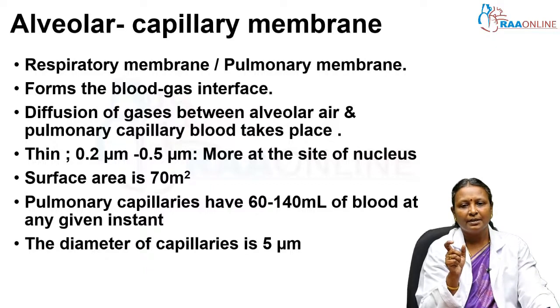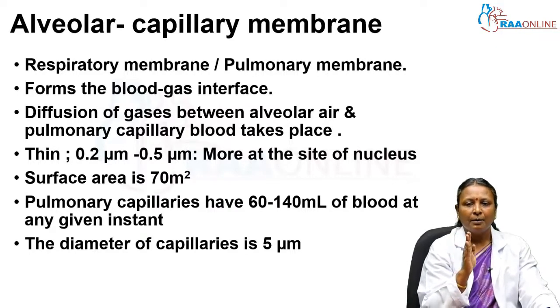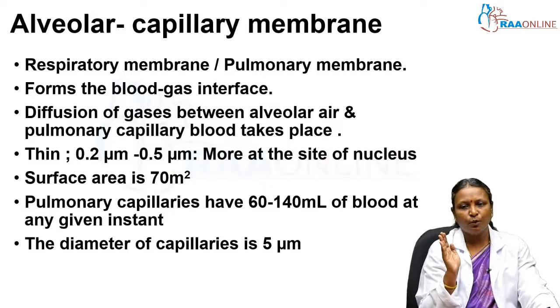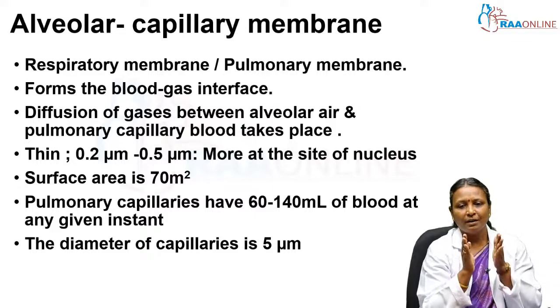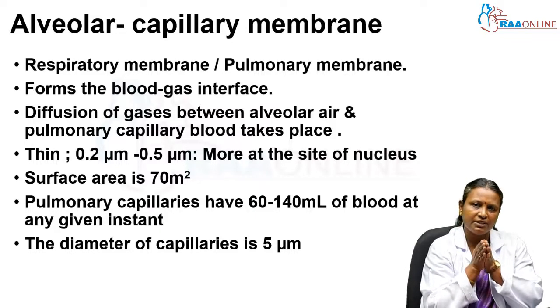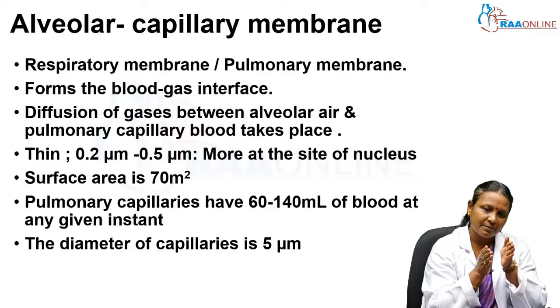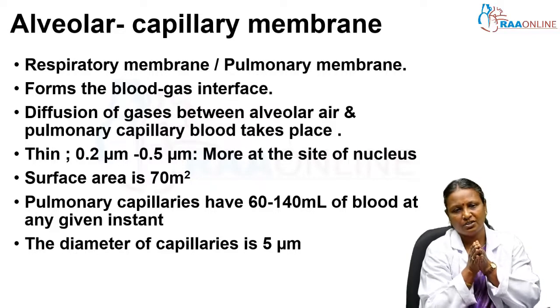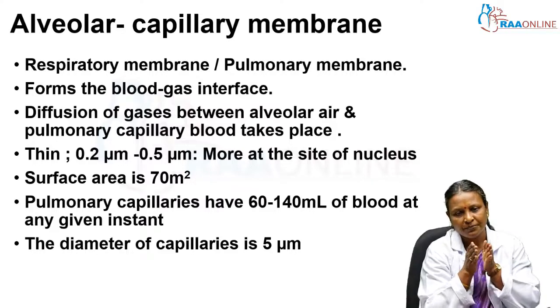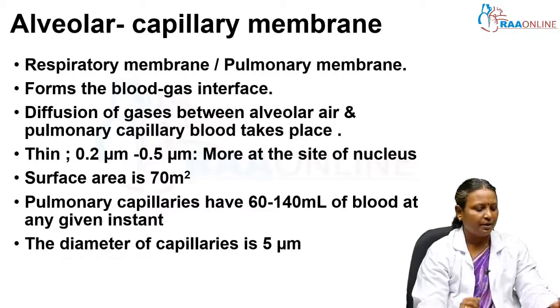The pulmonary capillaries at any given time will have a minimum of 60 ml of blood to a maximum of 140 ml of blood. The diameter of the capillaries is 5 micrometer. What is the diameter of the RBC? It is 7.2 microns. So, in the pulmonary capillaries, the RBCs will be just squeezed and the surface of the endothelium and the RBC membrane will be just very close to each other. There will be very less of plasma at the area of RBCs. The RBCs will be just squeezed within the pulmonary capillaries.